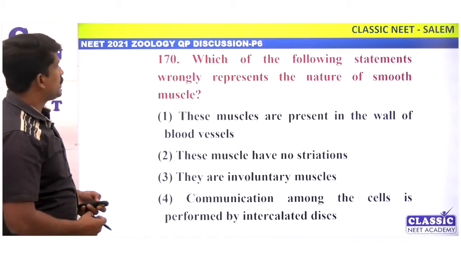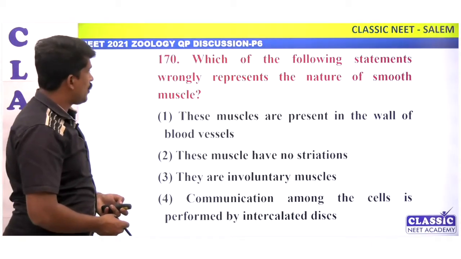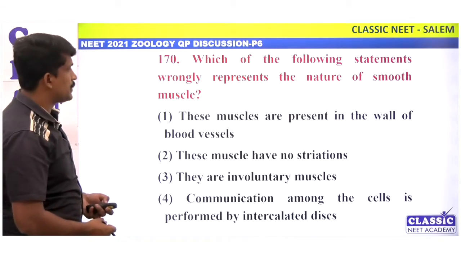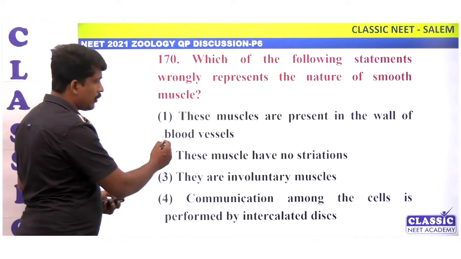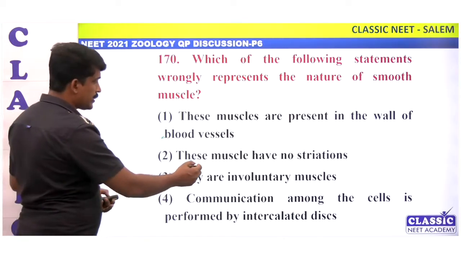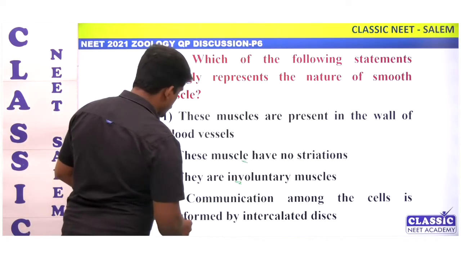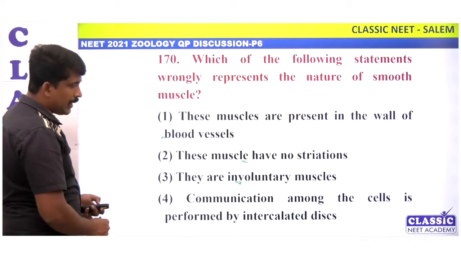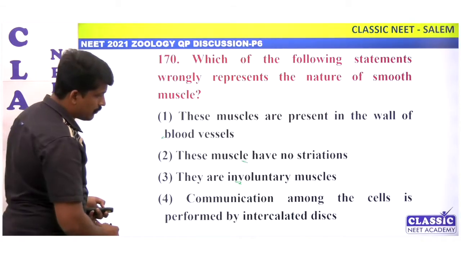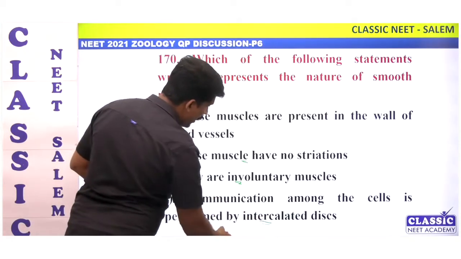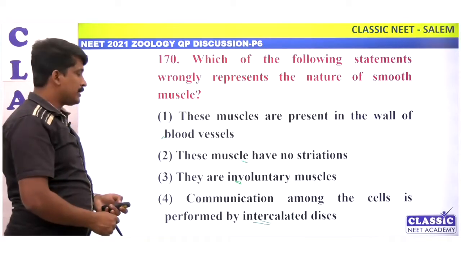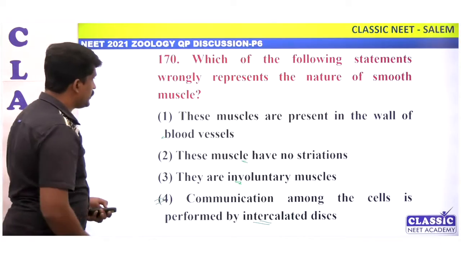Which of the following statements wrongly represents the nature of smooth muscles? These muscles are present in the wall of blood vessels. Correct. These muscles have no striations. Yeah, unstriated muscles. They are involuntary. Yes, we can't move as per our will. Lastly, communication among these cells performed by intercalated disc, that is the unique feature of our cardiac muscles. So that will be the right answer.